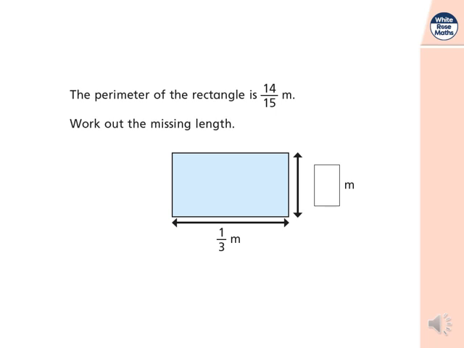Let's have a look at this question. It says the perimeter of the rectangle is 14/15 of a meter. Work out the missing length. So you need to work out how long is this length here. You already know that it's 1/3, and we want to find the perimeter of the rectangle for this missing length. Pause the video and have a think. What things will you need to know? What things do you know from your question that you can use to help you?